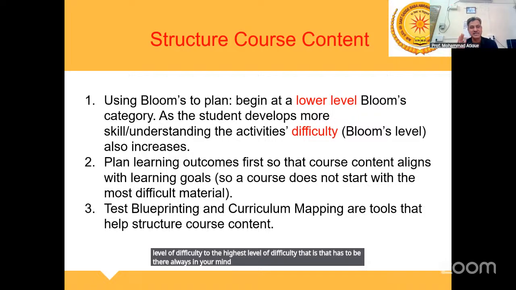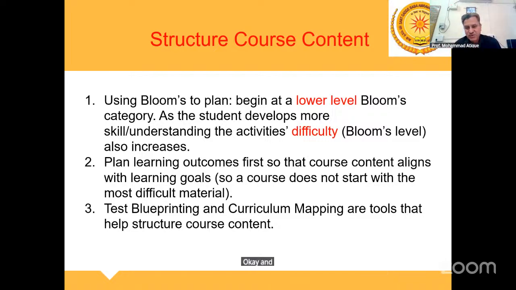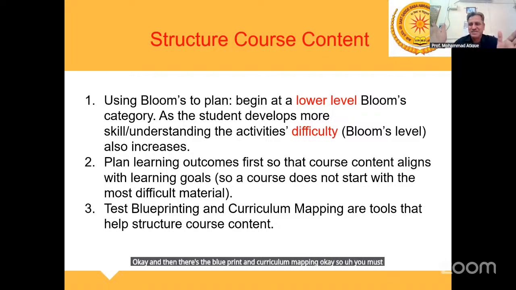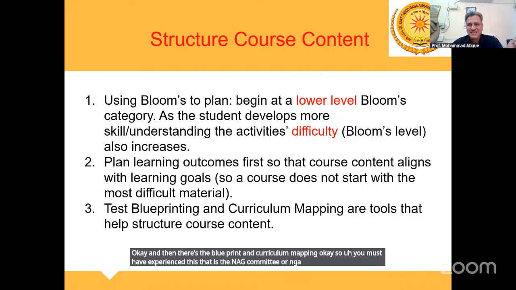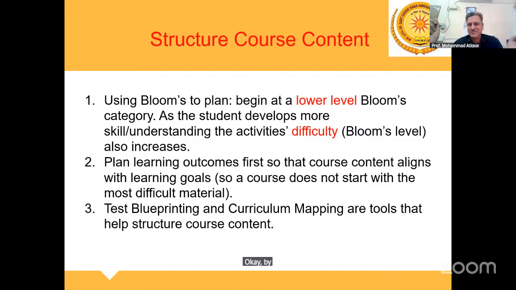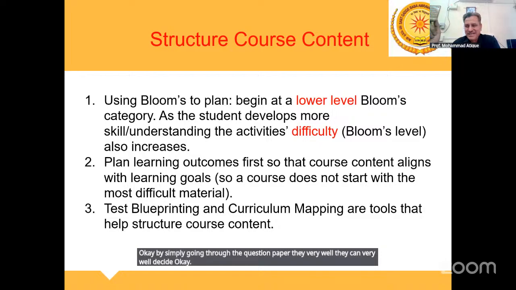You can plan learning outcomes first so that the course content aligns with the learning goals, so that mapping aspects are there. Okay, and then test the blueprint and curriculum mapping. You must have experienced this, that is the NAC committee or NBA committee. For that purpose, they ask for your question papers. By simply going through the question paper, they can very well decide whether you are working at level number 3 or level number 2, or you are still working at level 1. So that's why it has to be linked.